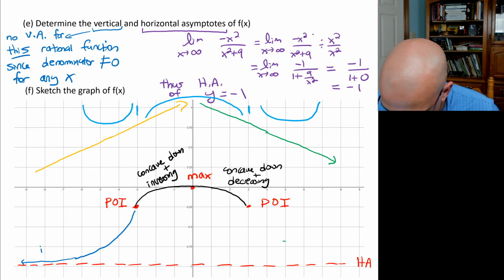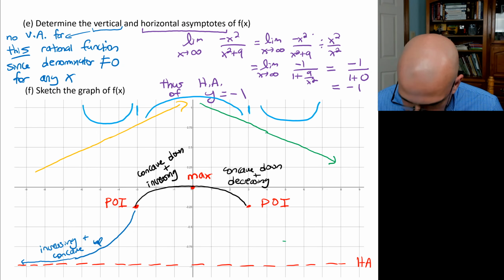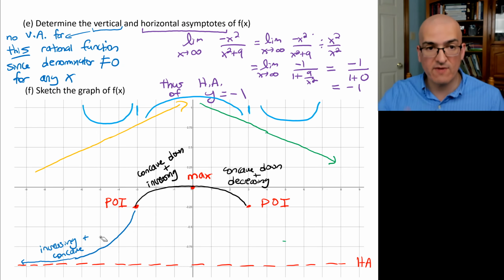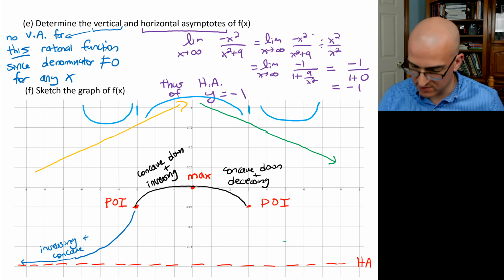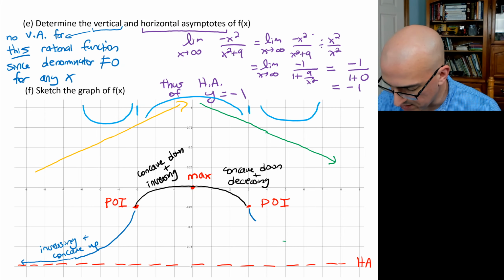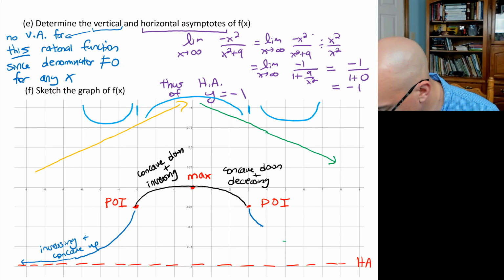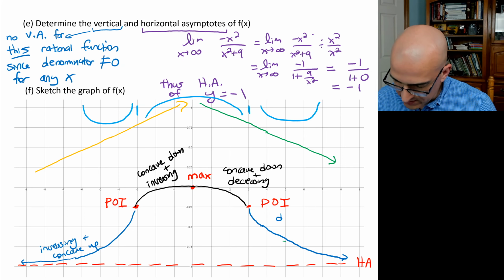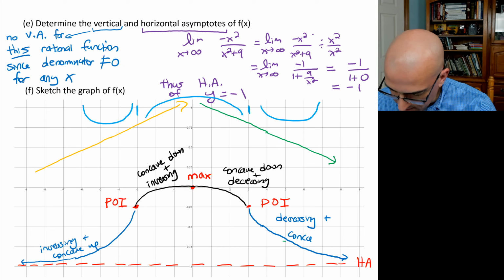So it is increasing plus concave up. It's starting off on the bottom left and its y value is going up as it moves to the right. So increasing, concave up, bowl facing up. To the right of the second POI, it's decreasing and concave up, so it has this shape, and it also has to approach the horizontal asymptote as x goes to infinity. So it's doing that. So decreasing plus concave up.